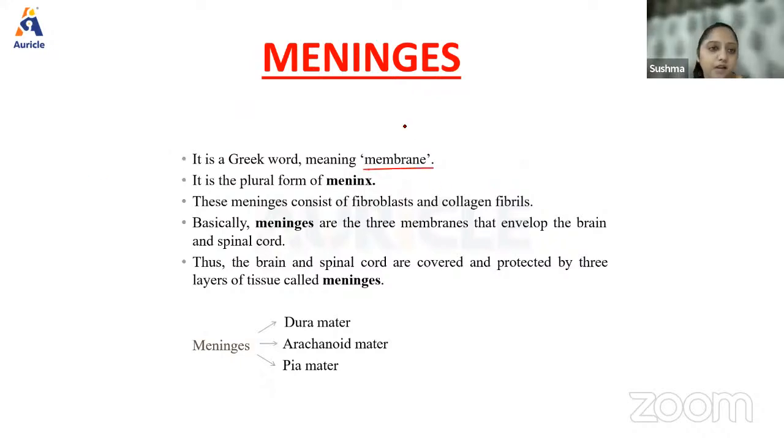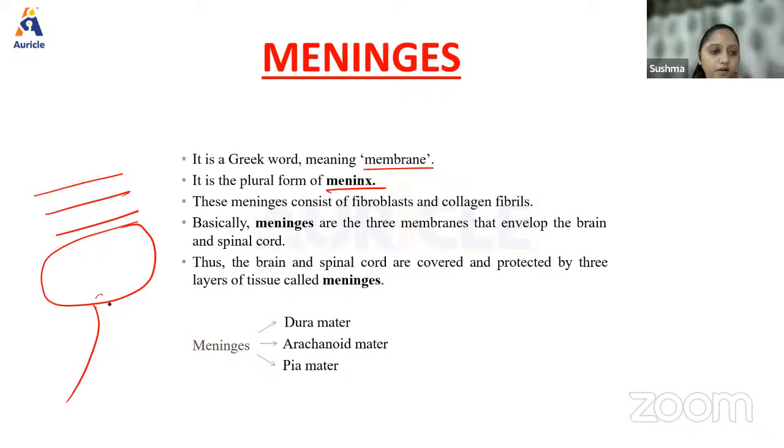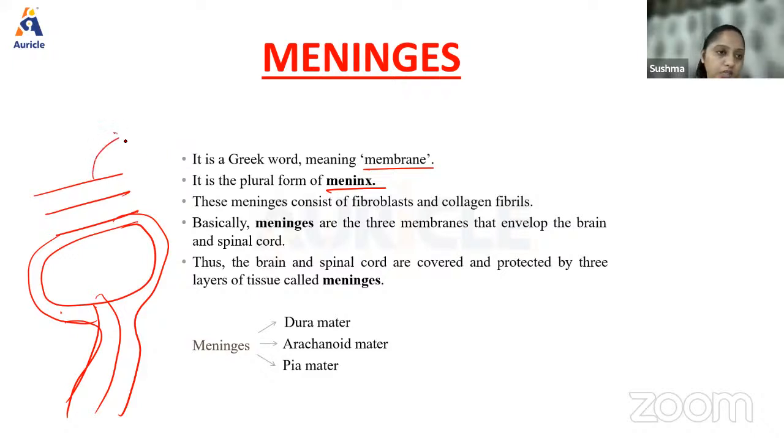Meninges means membrane. Plural is meninges. Now, the meninges consist of fibroblasts and collagen fibrils. Basically, meninges means I have 3 layers that envelop my entire brain and spinal cord. Okay. All right. Now, what are these 3 layers? First, the outermost layer is the dura mater. Middle is the arachnoid. Below that is the pia mater.